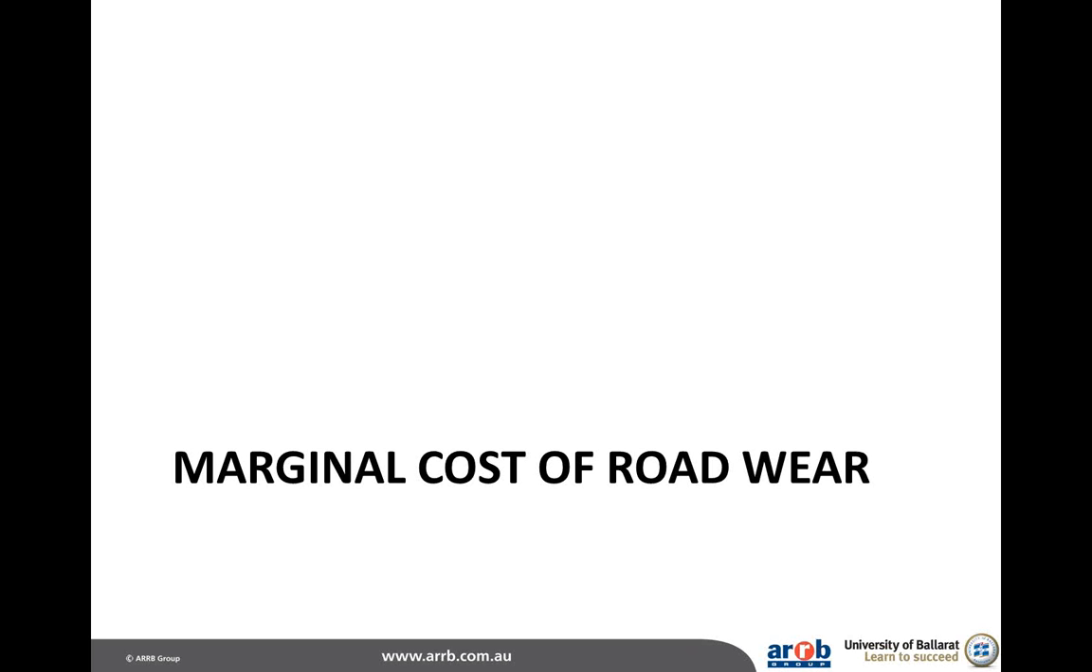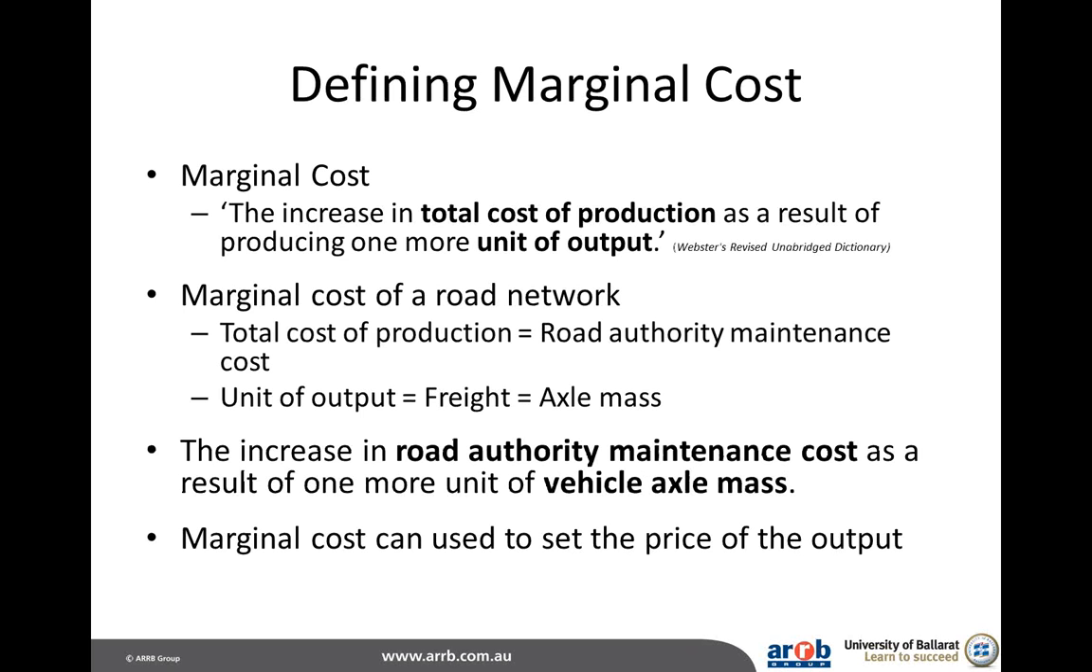But one of the things that has been increasingly important is marginal cost, and it's the primary reason that FAMLIT has been redeveloped. So I wanted to start by explaining what a marginal cost is. In traditional economic terms, a marginal cost is the increase in total cost of production as a result of producing one more unit of output.